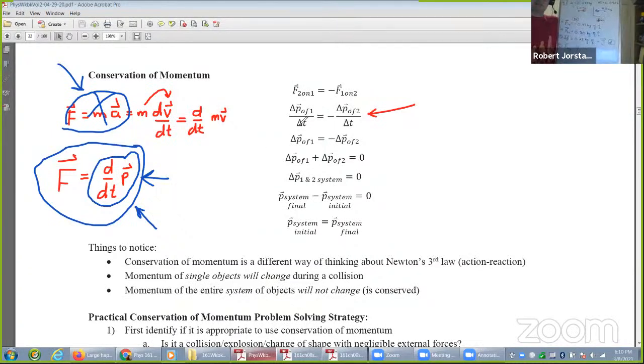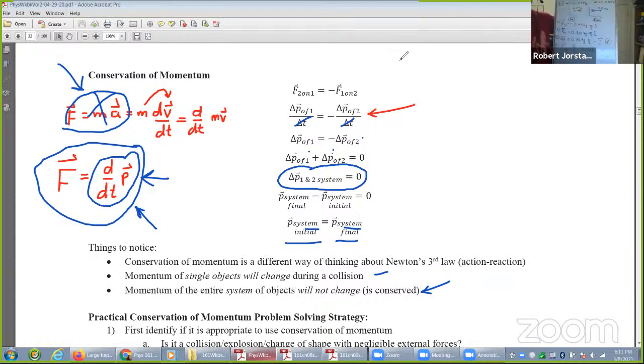That said, let's get through this derivation. They have the same delta t's. That means I get equal but opposite changes of momentum. Okay. That means if I put the two momentums on the same side, the total momentum doesn't change. So we say it this way: the initial and final system momentum are conserved. Okay, momentum is conserved. The momentum of single objects will change. The momentum of the entire system will not change.